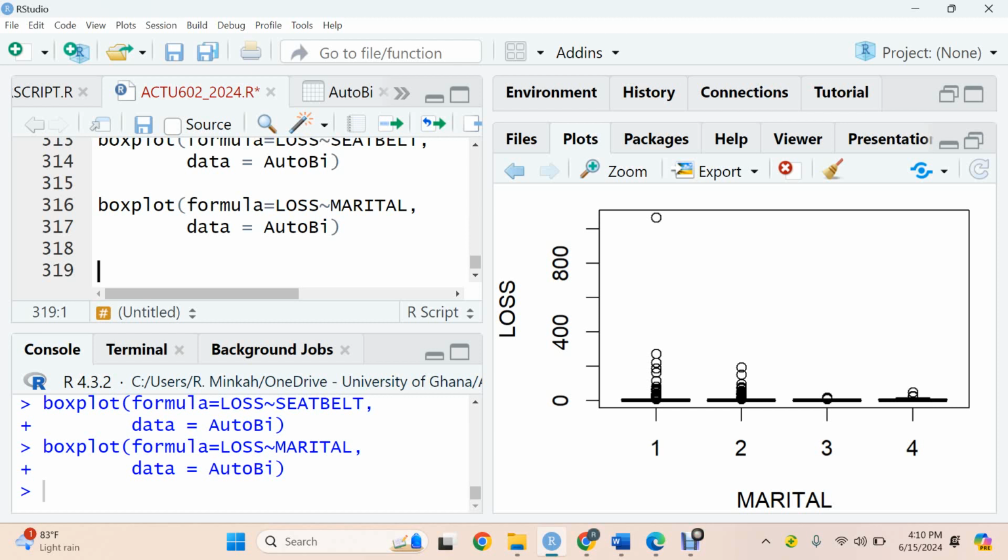Now, we should be able to tell with certainty whether what we are seeing and describing is actually statistically significant. We may see it like this, but there will be no difference between them. Can we go back to this one? We have only two groups, those who wear seatbelt and those who do not. What else can we use to check whether the averages are the same?